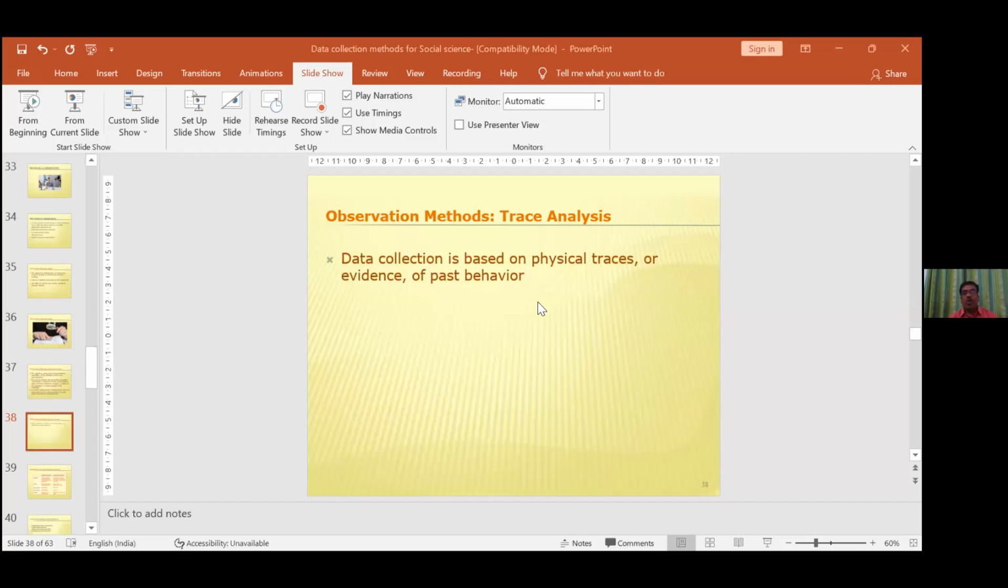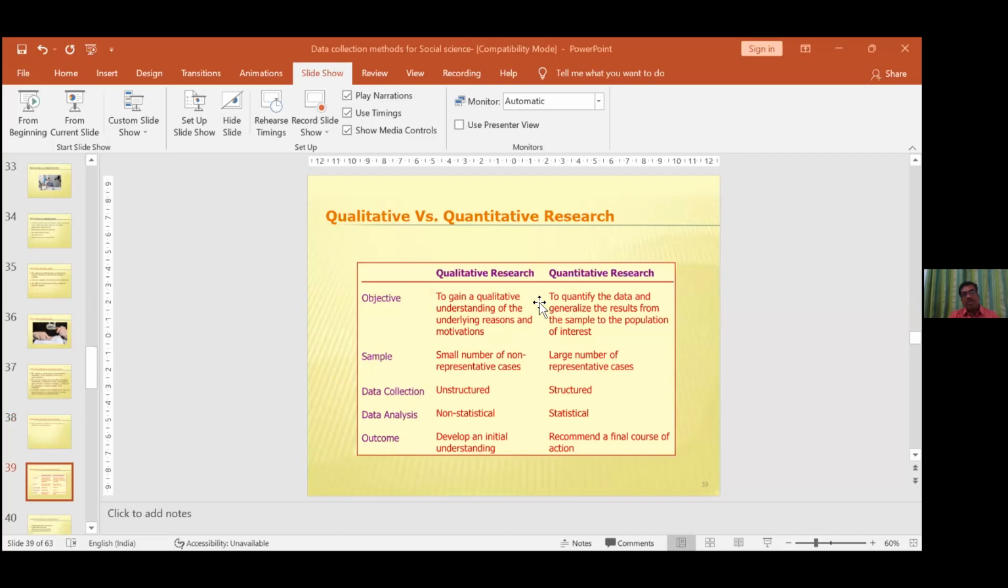For example, you are a history professor. How can you collect the primary data based on the evidence? Or you can also collect this data based on the past behavior of particular persons. Okay, so these are the various methods used by researchers for collecting the data.